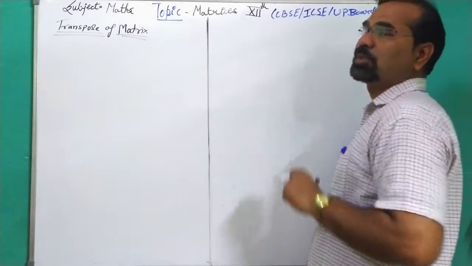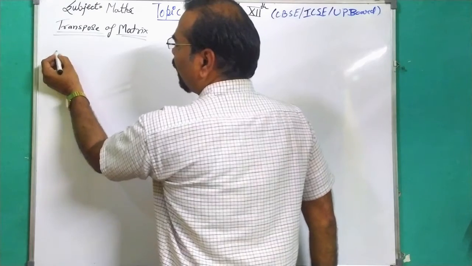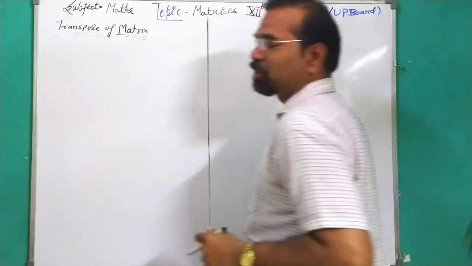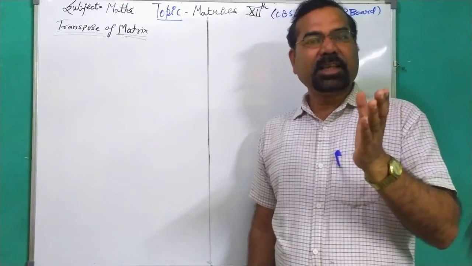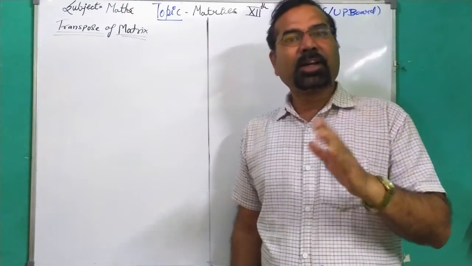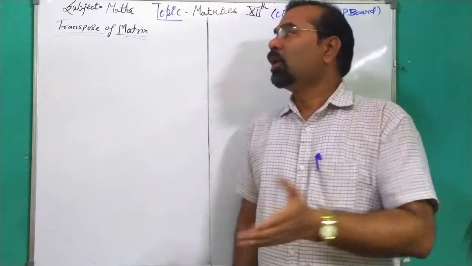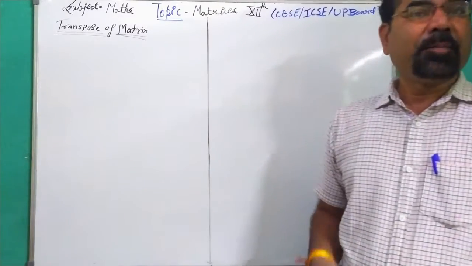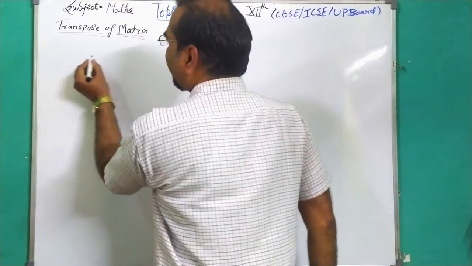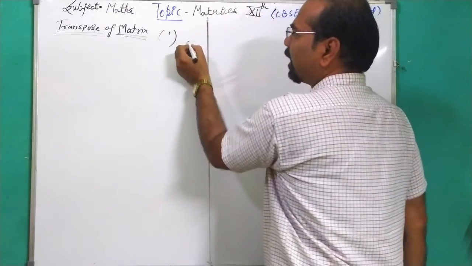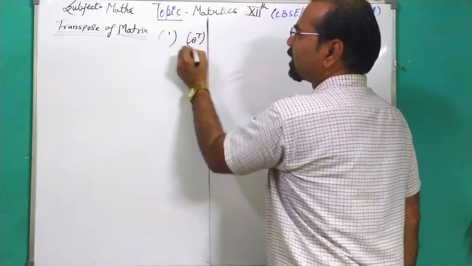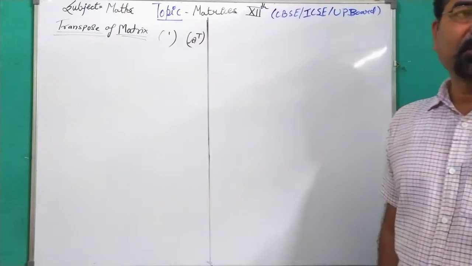Now we have discussed the transpose of a matrix. So what is the transpose of a matrix? Transpose means that when the rows are interchanged with the columns and the columns with the rows, that is called the transpose of a matrix. It is represented by a dash sign or A raised to the power T. That is the symbol we use for the transpose of a matrix.